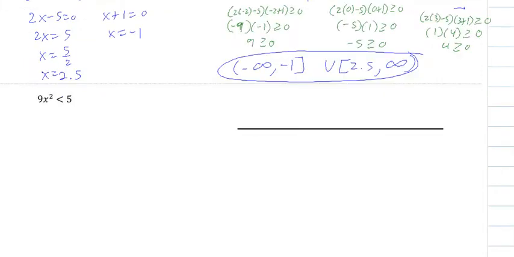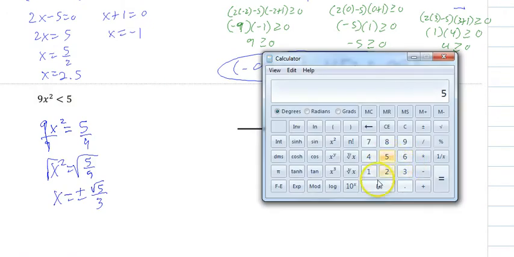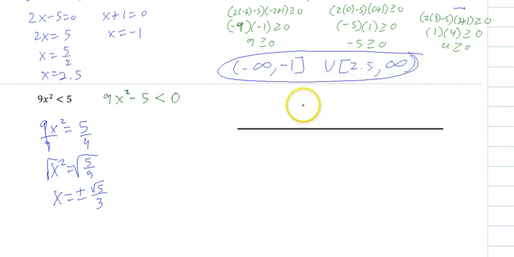All right, so on the last one I want to explain what's going on. So let's find out when it equals 0. We can actually use the square root property here. So we get plus or minus square root of 5 over 3. Let's find out what that is. So square root of 5 divided by 3 is 0.74.